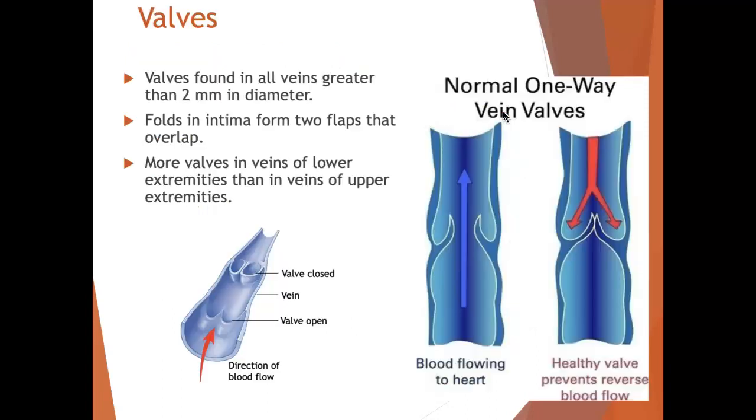And our tunica media is going to be circularly arranged, just as we saw with our arteries. Now, what's unique about our veins is that we have valves, and valves are going to be found in the veins that are greater than 2 millimeters in diameter. We will see that the tunica intima will fold in to create these two flaps that overlap, so that when blood tries to pull back down due to gravity or something like that, the valves will pull up and close. And because of gravity, we will see that we have more valves within our lower extremities than our upper extremities.